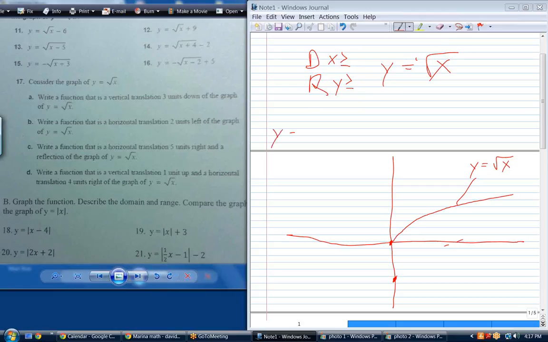Y equals square root of x plus 9. Where am I going to draw this, and how does it relate to the parent function, and what's its domain and what's its range? It moves up 9. Okay. With a closed dot starting right there.